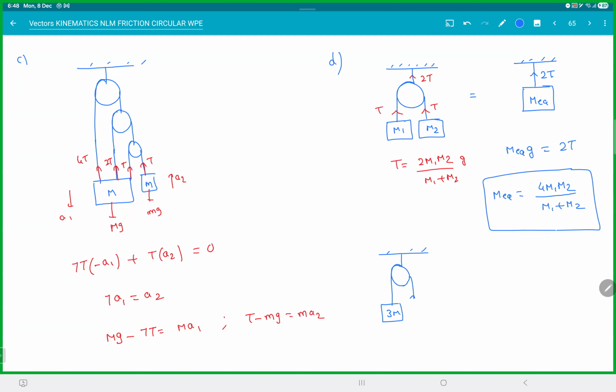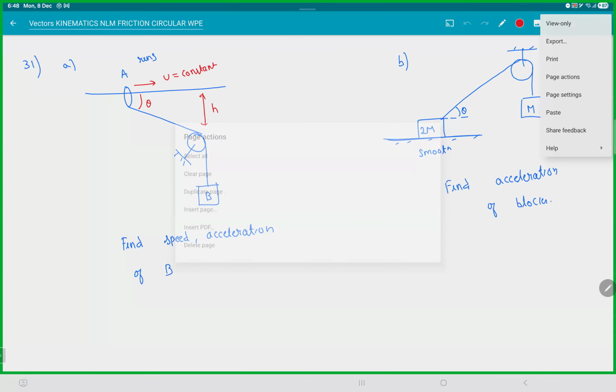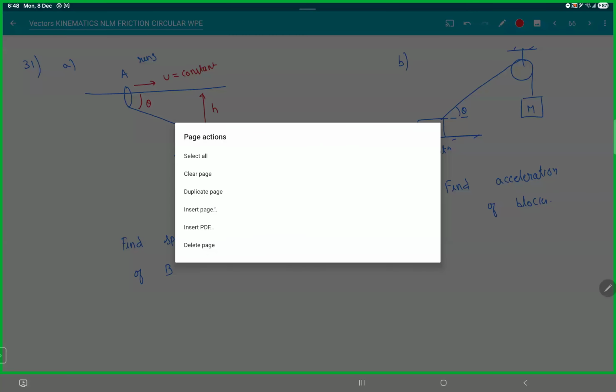This was 3m. This was m. This was 2m. So you can replace this whole thing with an m equivalent, which is 4 into m into 2m by 3m, which is 8m by 3. Now it becomes a regular Atwood machine. This is 3m, and this is 8m by 3. So this is the tension.